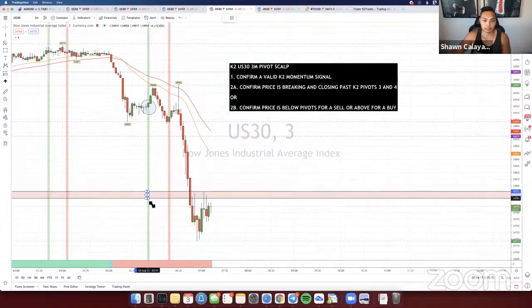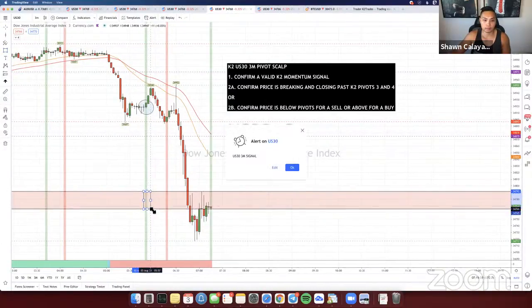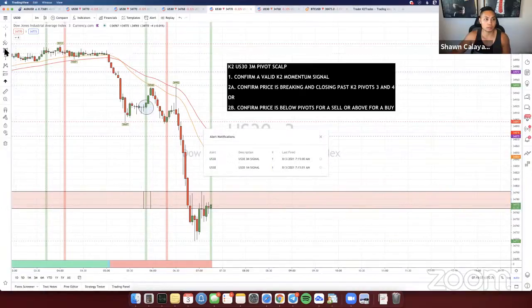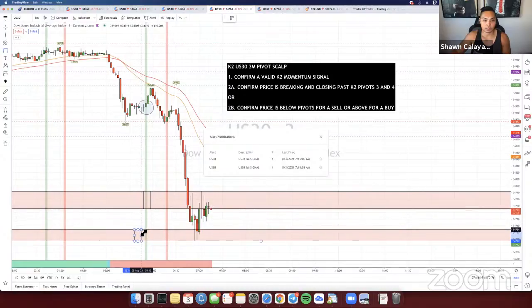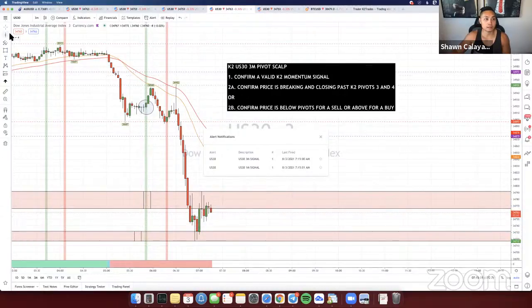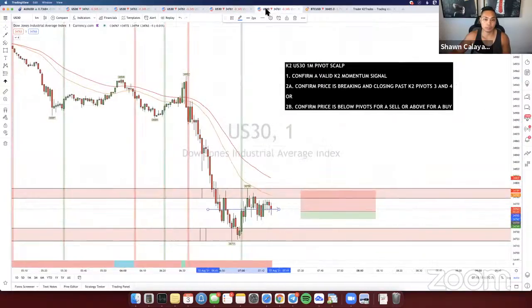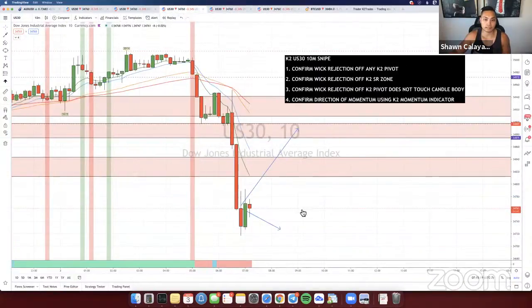You go ahead and mark up the high right here, and then you mark up the low. You can see that price isn't really moving very much, right? It's kind of just going sideways. So no direction set on the 3 minute, no direction set on the 1 minute. It's just going sideways. And then same here on the 10 minute as well. It's literally going sideways as well.